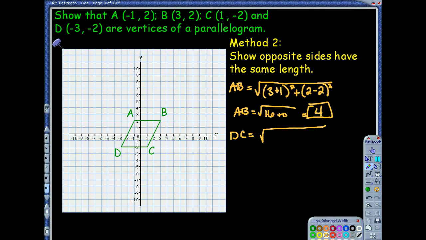All right, so for that one, I'm going to take what? Let's do 1 minus a negative 3, so 1 plus 3 squared, plus a negative 2 minus a negative 2, so that'd be plus 2 squared. All right. And 1 plus 3 would give us what? That'd be 4 squared, so 16 plus 0. 0 again. And equals 4. Still radical 16, so still 4. And we should get the same value if we're showing it's a parallelogram.